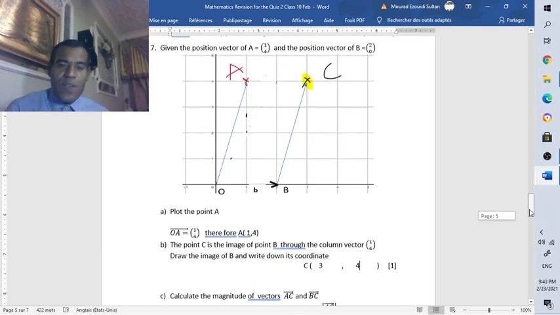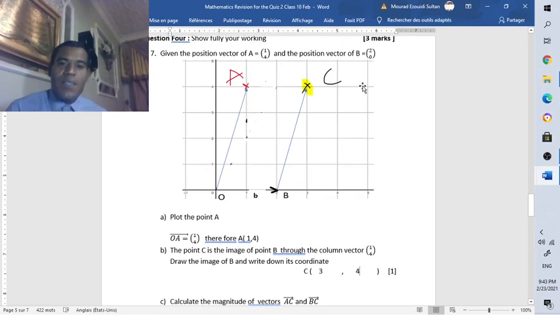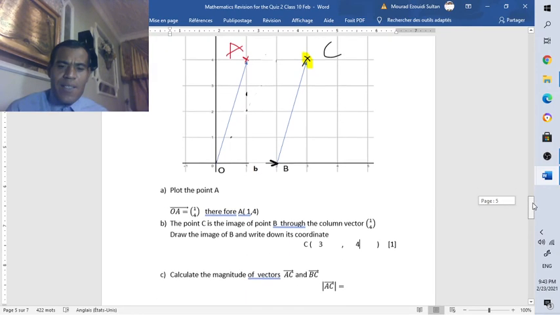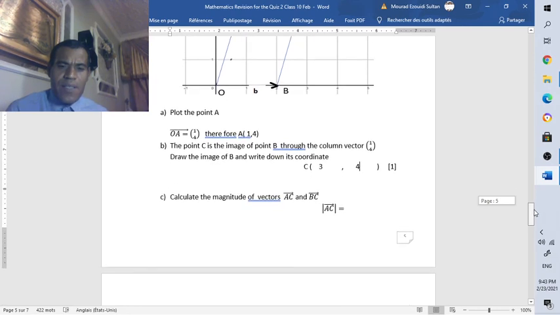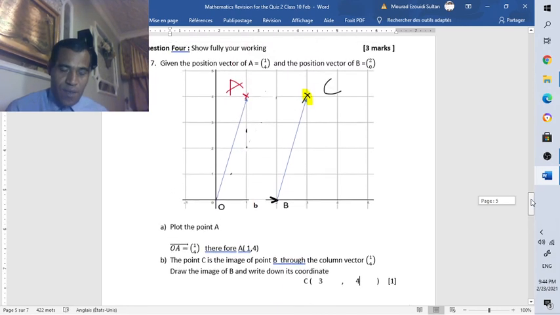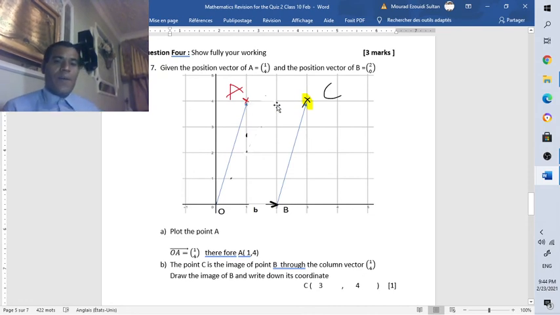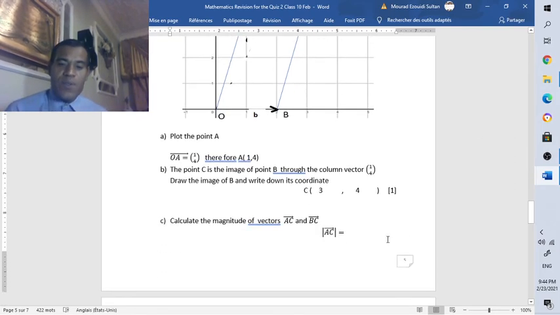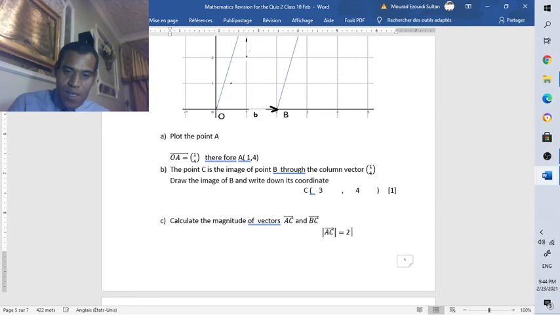The magnitude of vector AC. Okay, this is AC. Let's do AC first. AC, my learners, is written as OB, which is equal to 2 centimeters. So AC is 2 centimeters or 2 units. Here 1 square is 1 square centimeter, so 2 centimeters.